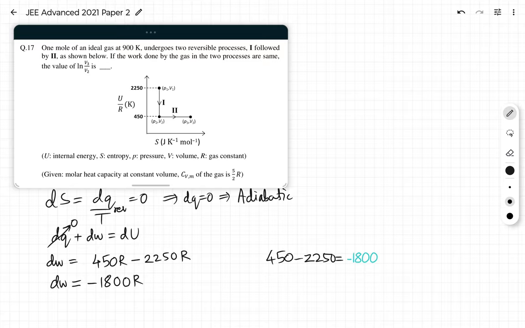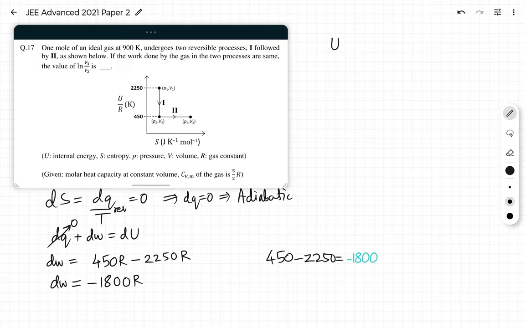This work, which is done in process 1, is equal to the work done in process 2. And in process 2, the internal energy of the gas is constant. And we know that internal energy of an ideal gas is a function only of temperature. So temperature is constant, which means it's an isothermal process. So for process 2, it's happening at the same temperature, and we need to calculate that temperature. It is different from 900 Kelvin.